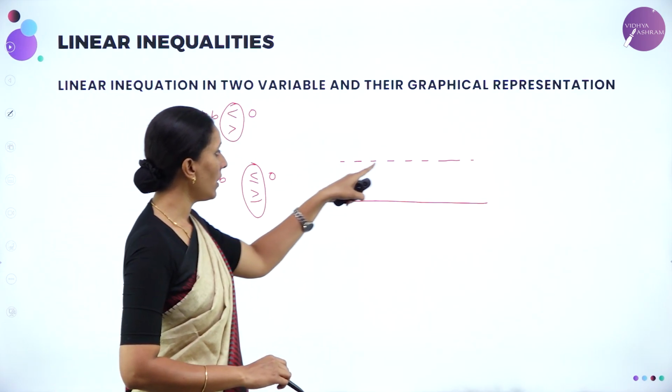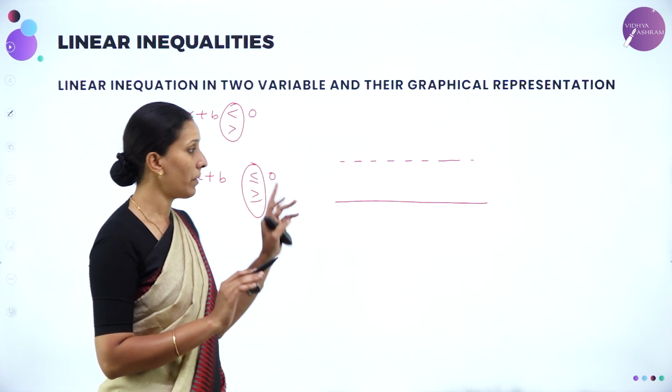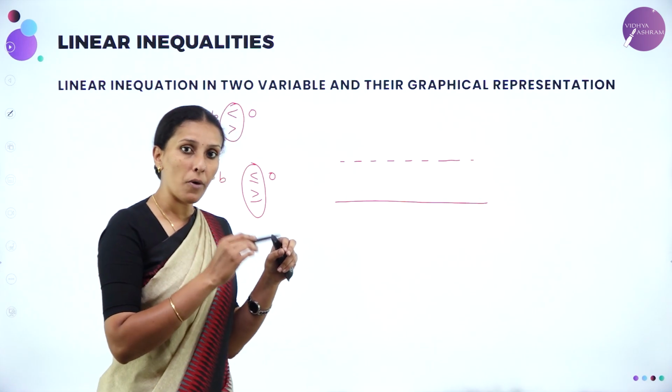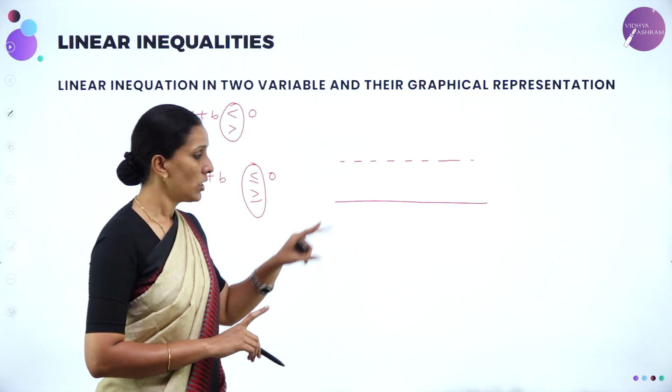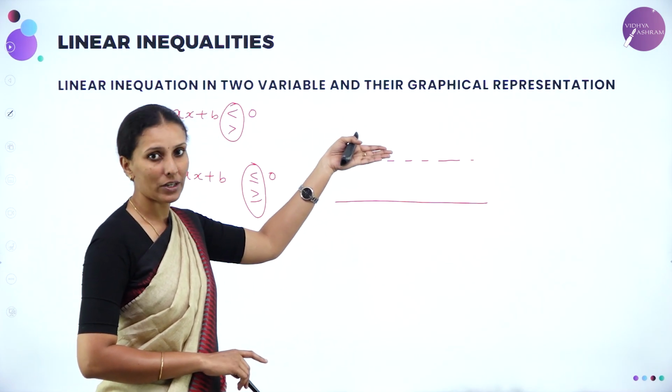So that means when we use the dotted lines, the points on the line are not the solution because we don't have equality. But when we use the dark line, the points on the line also form the solution for the given inequation. So this is the difference between slack inequality as well as strict inequality.